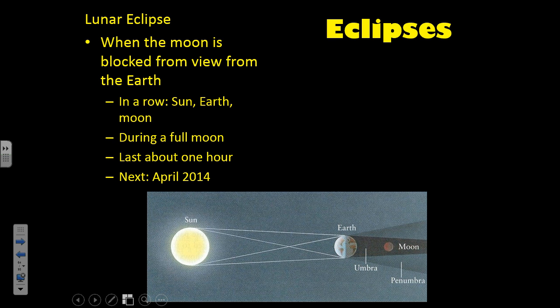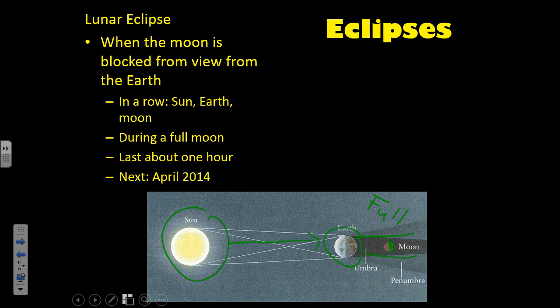We have the sun casting light. The earth is in the way, casting its shadow on the moon. So the moon is in the earth's shadow. This happens only during a full moon. This is really hard to visualize, but we should have the moon split in half here, dark side on this side, lit side there. And they have to be lined up like that.